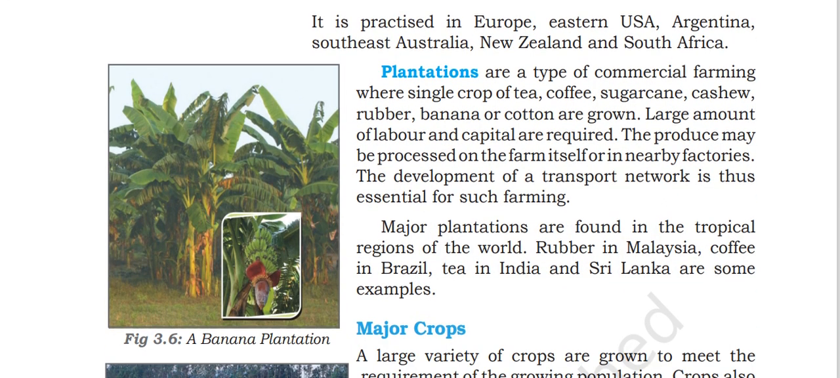Plantation is a type of commercial farming where a single crop of tea, coffee, sugarcane, cashew, rubber, banana or cotton is grown. A large amount of labor and capital are required. The produce may be processed on the farm itself or in nearby factories. The development of a transport network is essential for such farming.